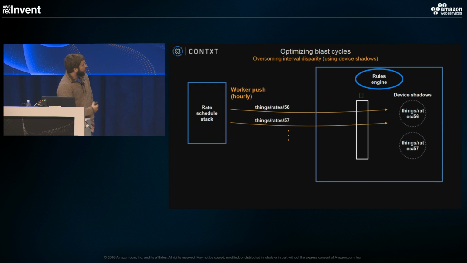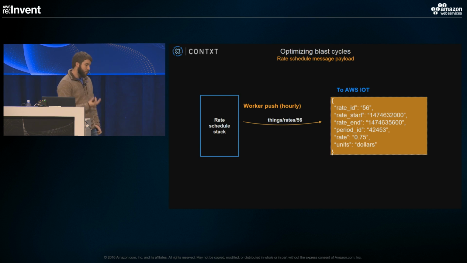So take the worker push. You take the rate schedule and push them. So for rate ID 56, 57, and so on and so forth, you're going to emit that on the hour, and that goes through MQTT to IoT, and then you can just treat it like a stream, just like anything else.